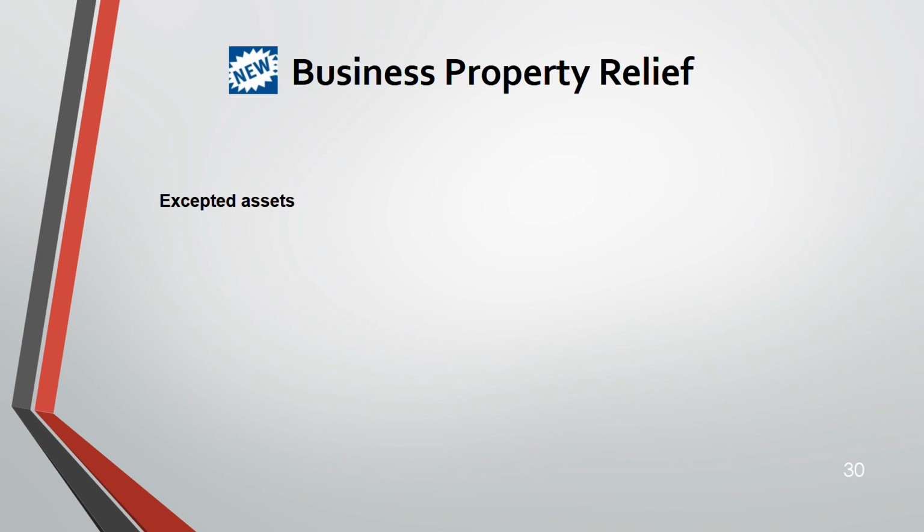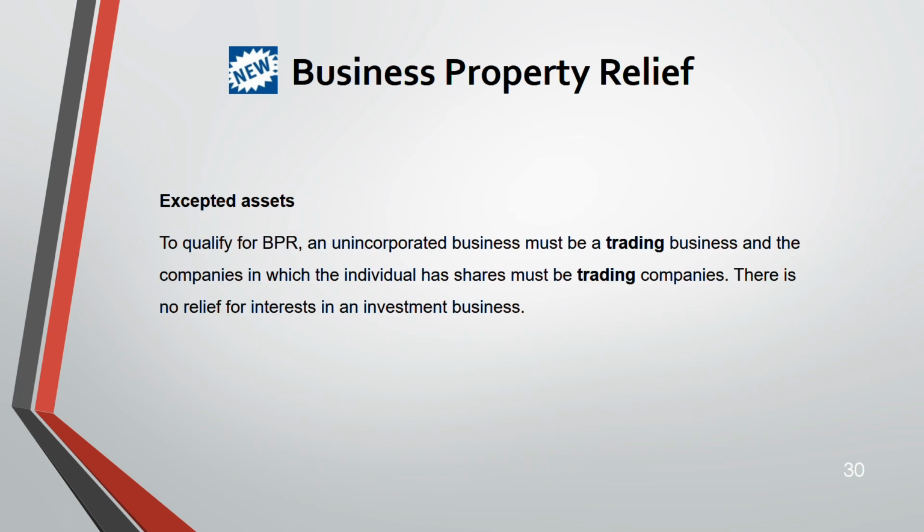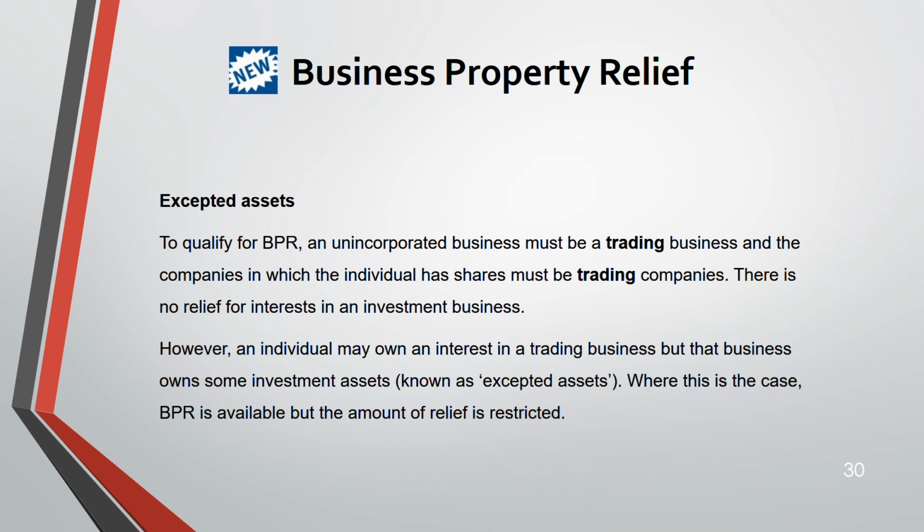Next, under business property relief, we have what is known as excepted assets. To qualify, the unincorporated business has to be a trading business, or the individual must have shares in a trading company. There is no relief for an interest in an investment business. This we all know. However, an individual may own an interest in a trading business, but that business owns some investment assets known as excepted assets. When this is the case, BPR is available, but the amount will be restricted.